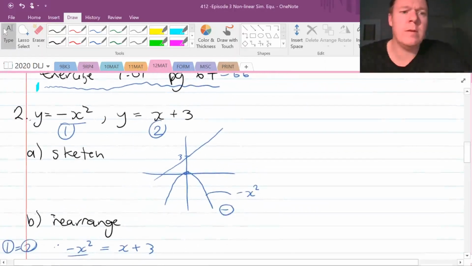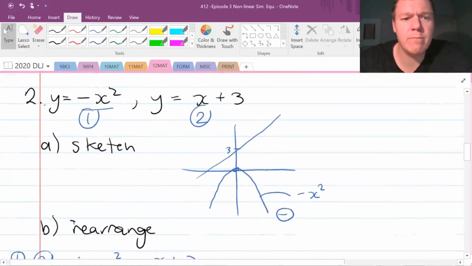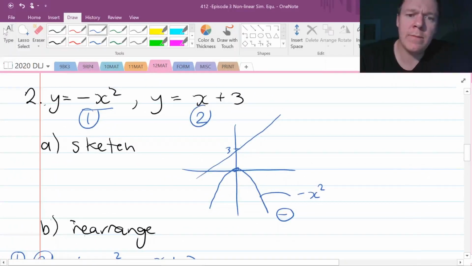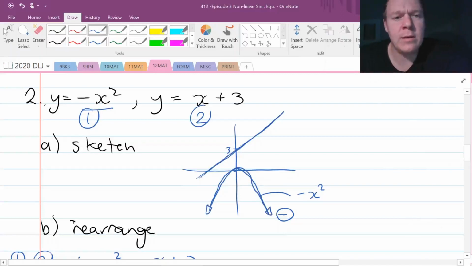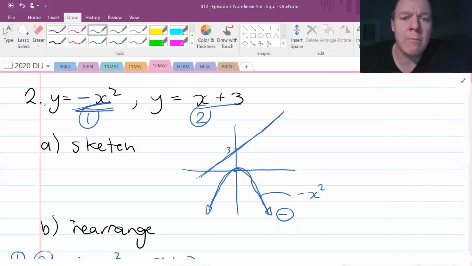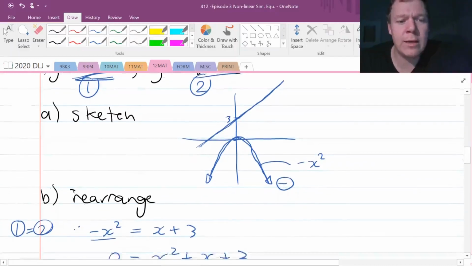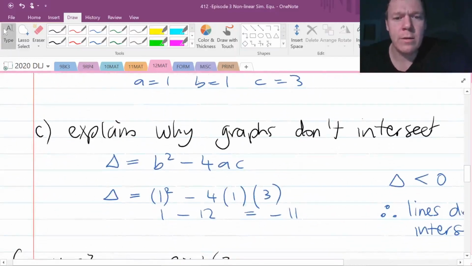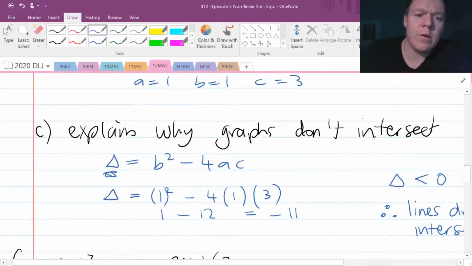So this equation here, we have a line and a parabola that aren't actually ever going to meet. Sometimes you get more complicated equations that you can't actually draw, but you might want to know whether they're going to intersect or not. And the way to know that is using the discriminant.